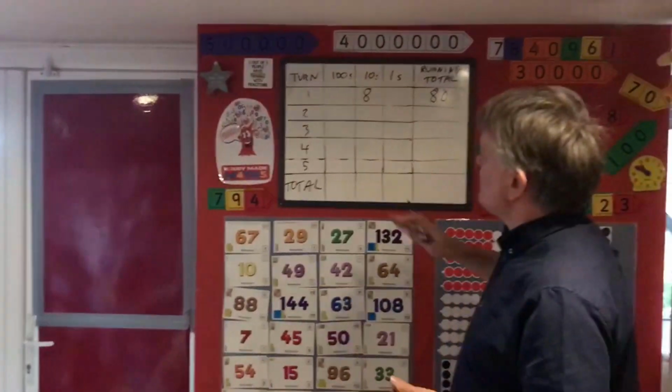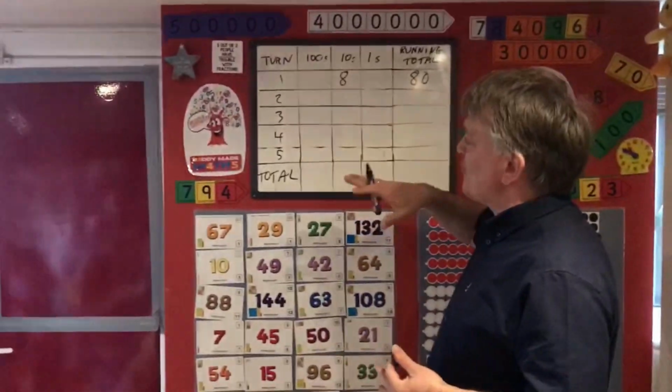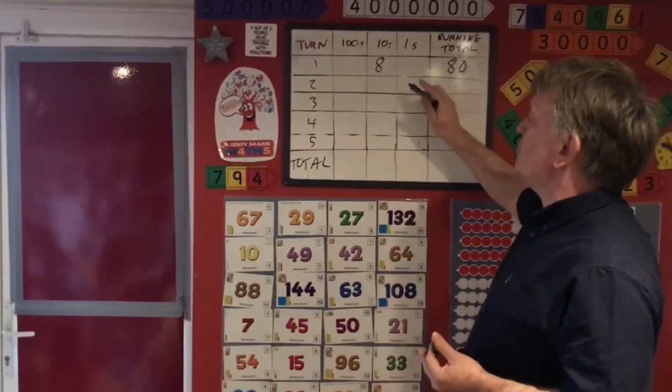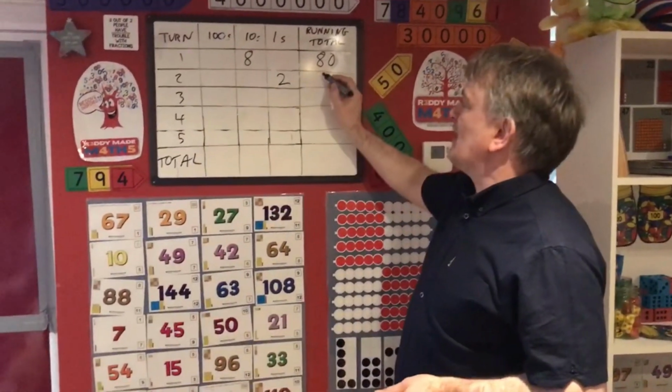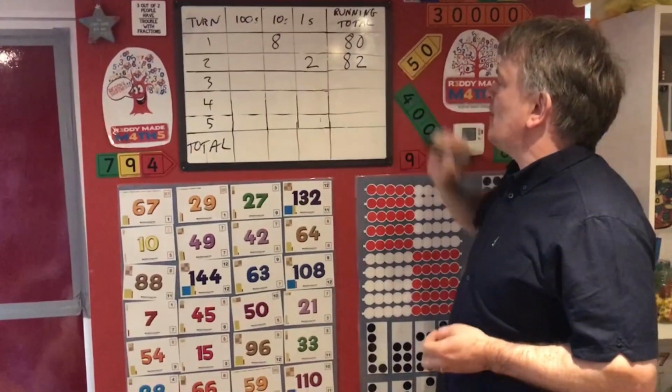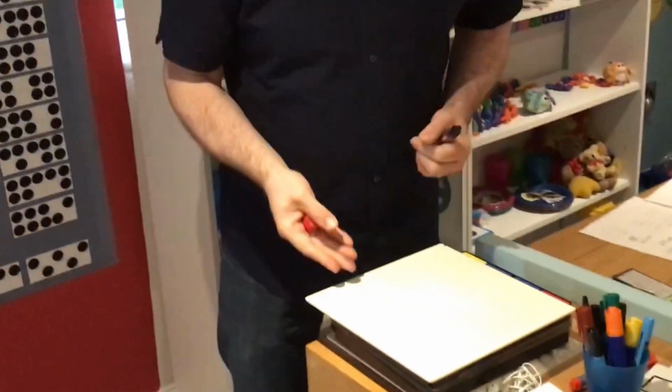I've now rolled a 2. I think the 2 is probably better as a ones number maybe. So I'm going to put the 2 over there and hope for a bigger roll. That gives me a running total of 82. Now this is obviously done in discussion between children normally. They work as a pair on this one.